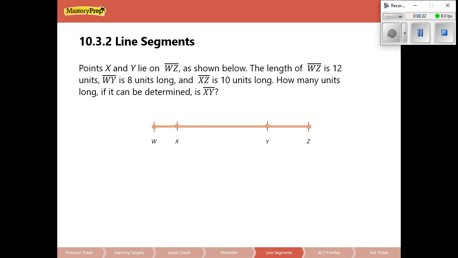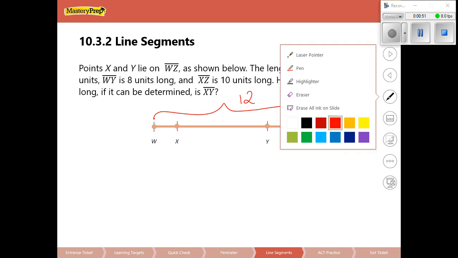Now, if they didn't give you this already illustrated, I would draw it out. I would just draw a line and put X and Z somewhere on the line. Where they're located really doesn't matter as long as it follows the guidelines stated. As shown below, the length of WZ is 12. So it's telling us that the entire length is 12 units. So it's 12 units long.